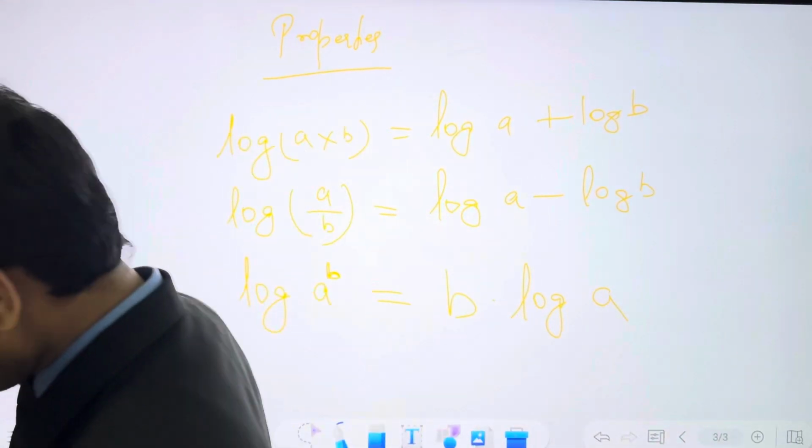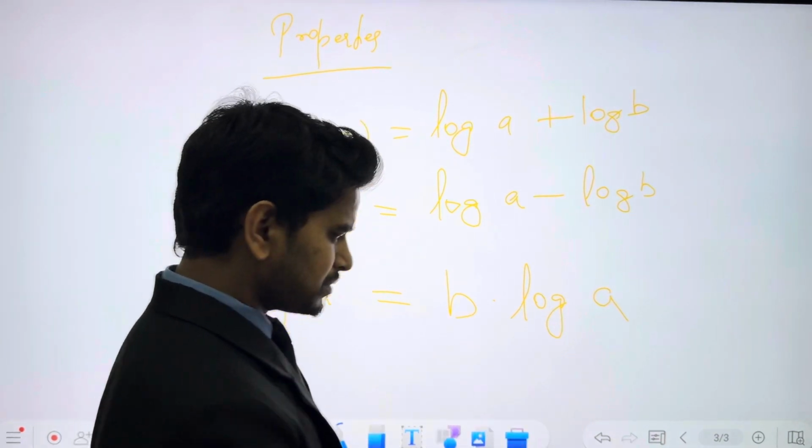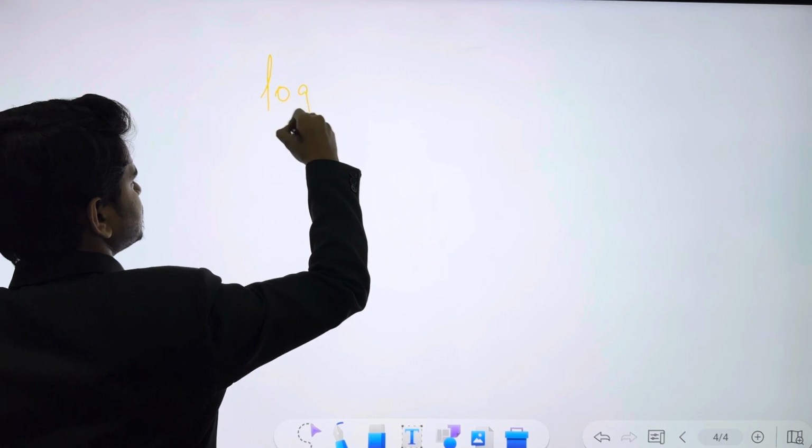Chalo. Now let me ask one more question to you. Okay, this is a property. My question is, what is the value of log 2?